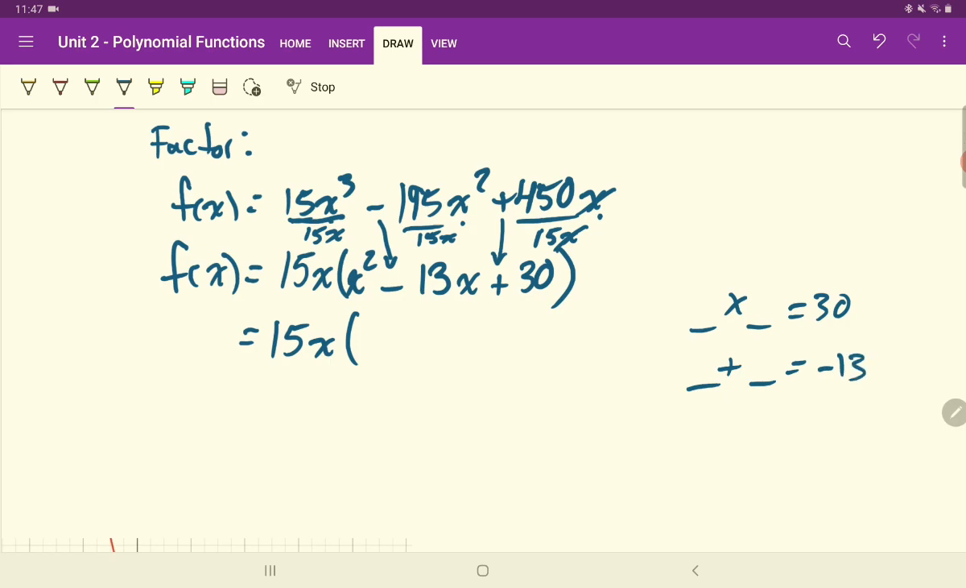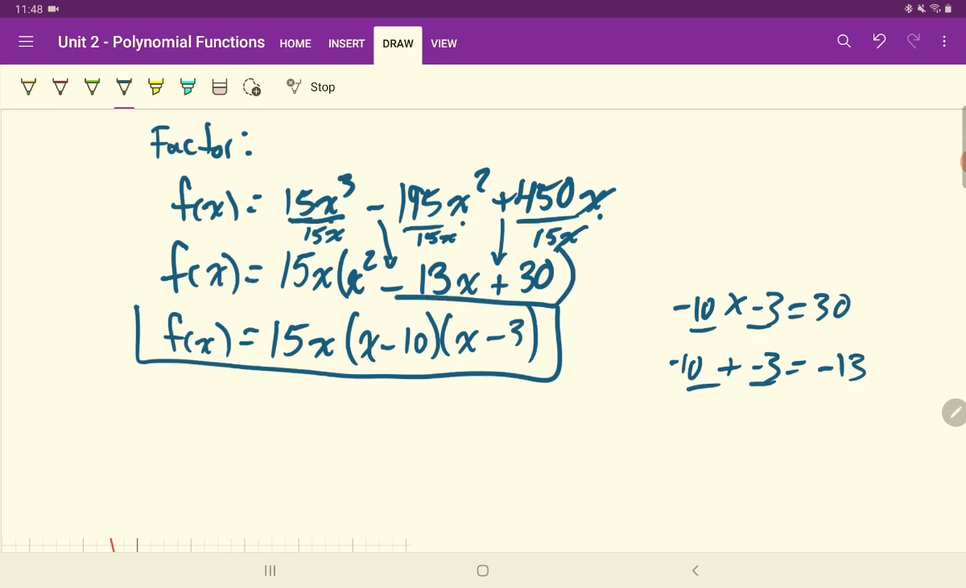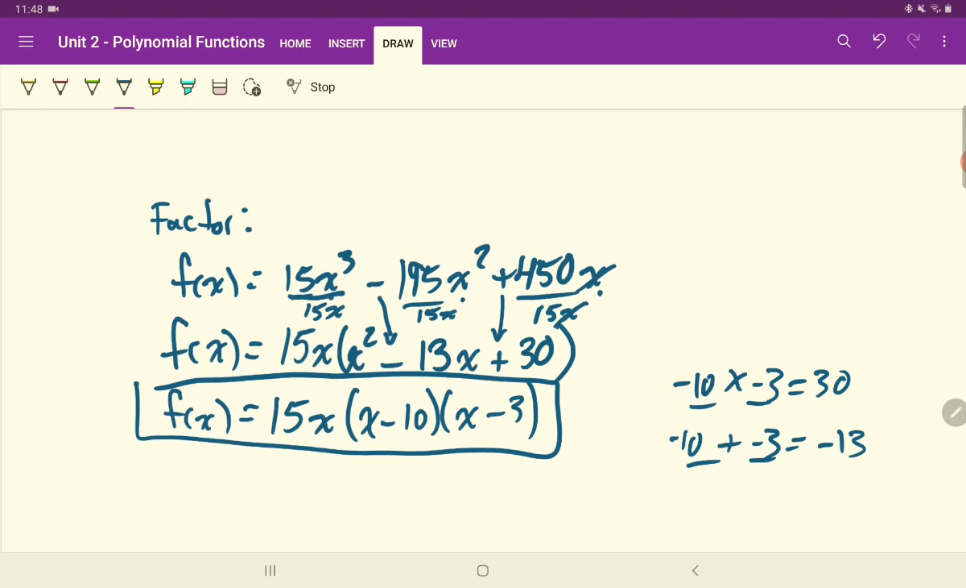Okay, I know what you're thinking, 15 and 2, but you won't be able to work the positives and negatives with 15 and 2. But if we do negative 10 times negative 3, that equals positive 30. Negative 10 plus negative 3 is negative 13. So negative 10 and negative 3 are my two factors there. So I'm going to just write it as x minus 10, x minus 3. And there you have our fully factored version.